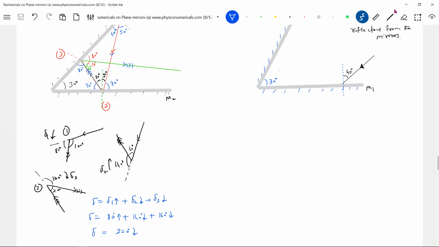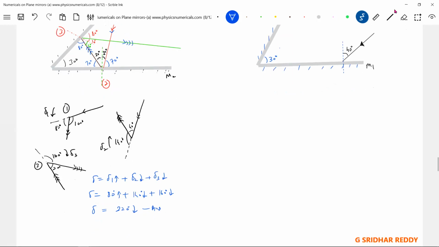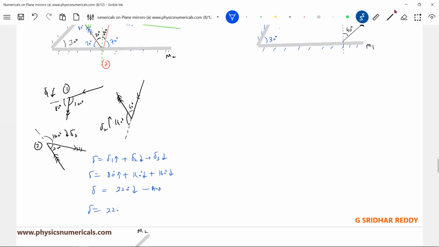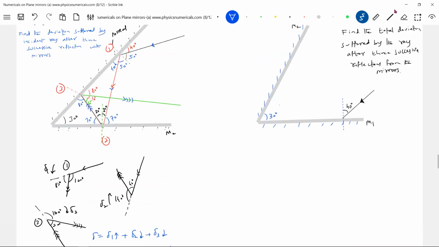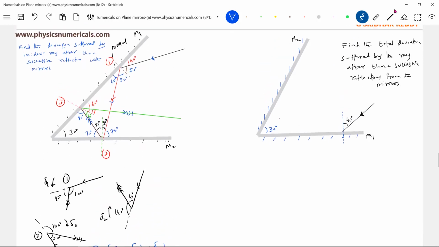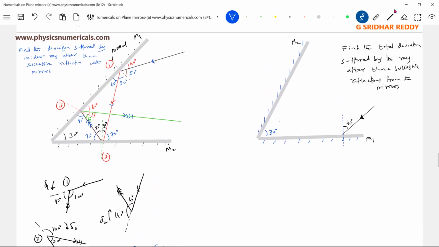Able to make it out? So this will be our answer. How are we to enter it? 220 degrees clockwise. This is the net deviation. Okay, now similarly we'll take another question related to this.